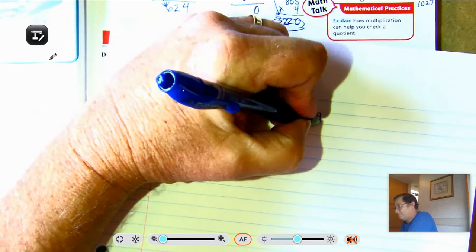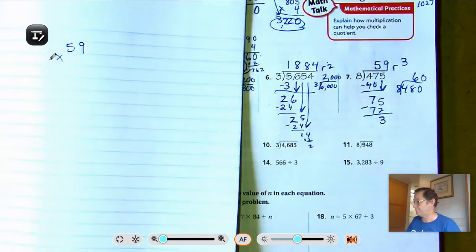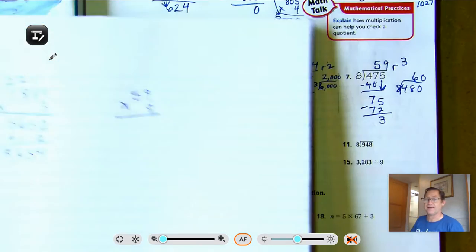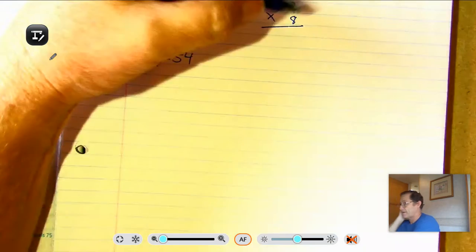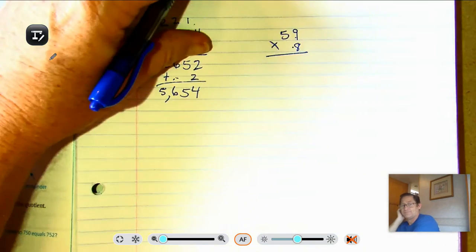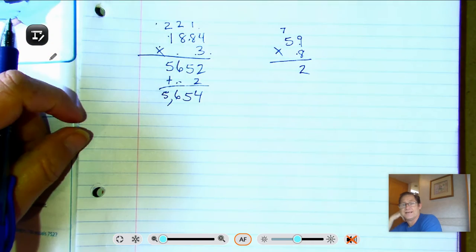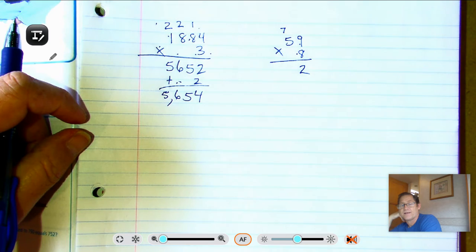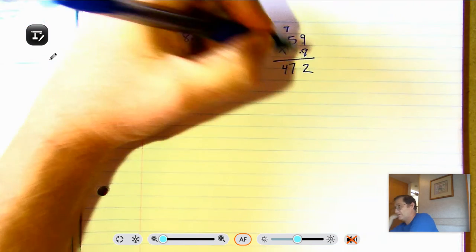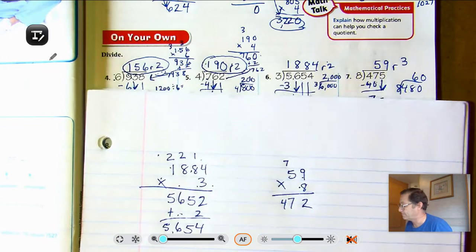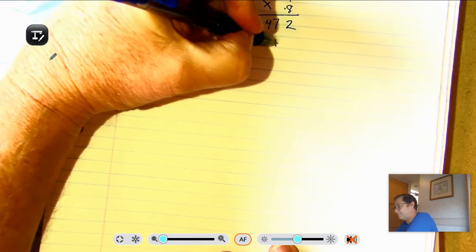59 is my quotient. My divisor was 8, and I have a remainder of 3. So 8 times 9 ones is 72 ones. Regroup that as 7 tens and 2 ones. 8 times 5 is 40 tens, plus 7 more is 47 tens. We did say there was a remainder, and the remainder is 3.